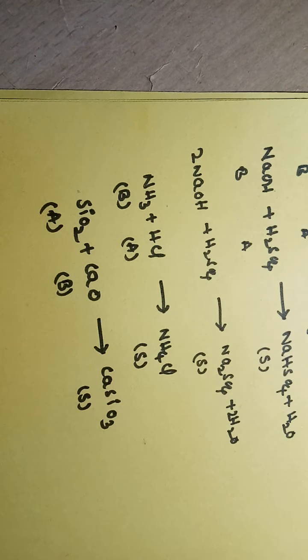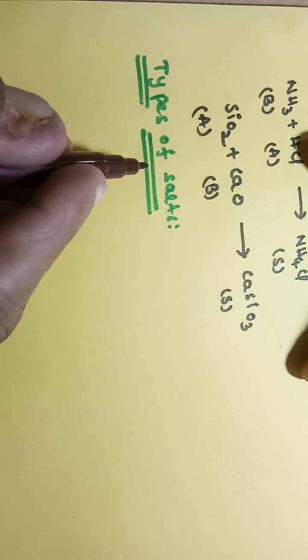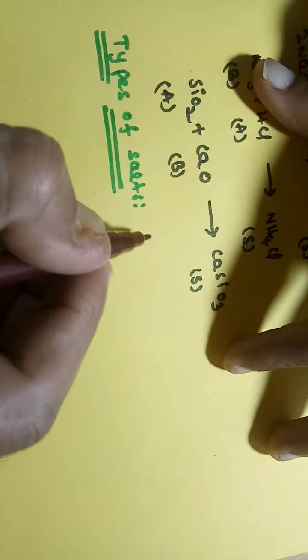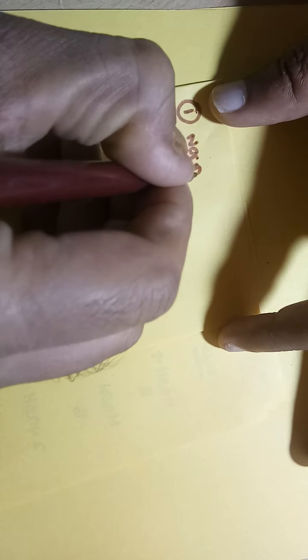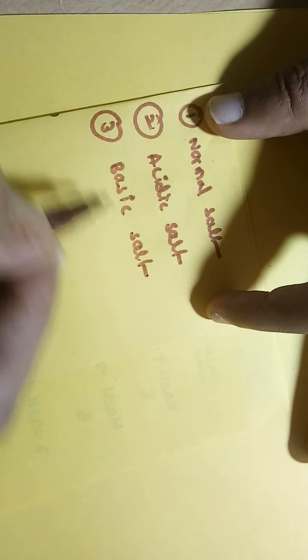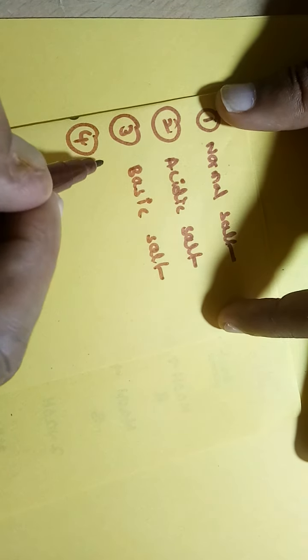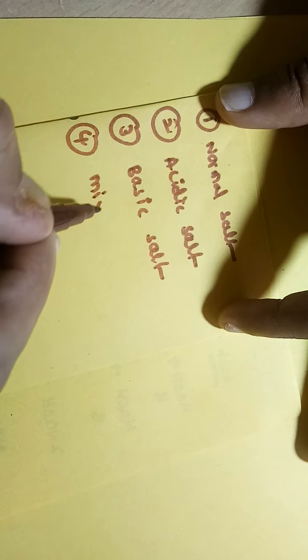Next, these salts are further divided into different types. We have around 10 types of salts. One is normal salt. Second is acidic salt. What acidic salt means and how it is formed, we will discuss later after completing these types of salts. Next, basic salt. The fourth type of salt is mixed salt.